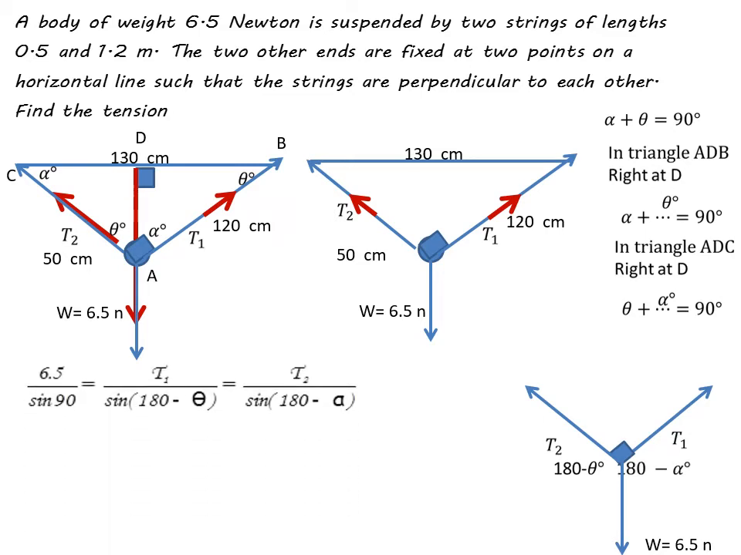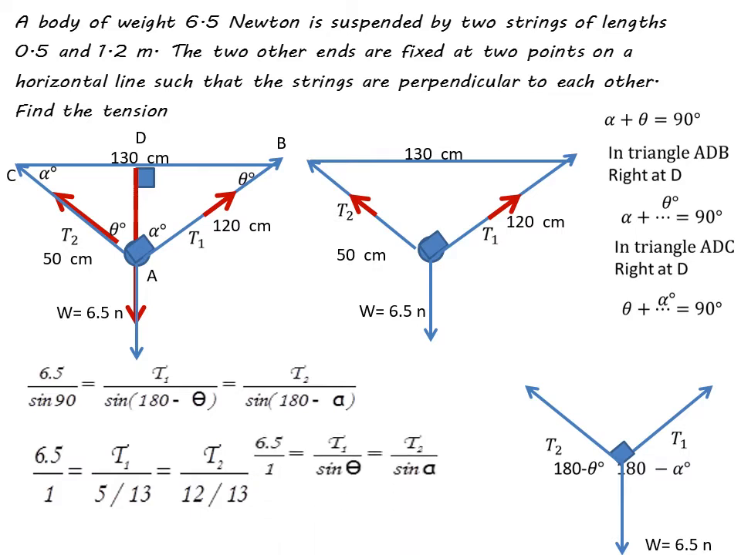So I can say that T1 over sine of (180 minus theta) equals T2 over sine of (180 minus alpha) equals 6.5 over sine 90, right? T1 over sine of (180 minus theta), it will be sine theta, and T2 over sine of (180 minus alpha), sine of (180 minus alpha) equals sine alpha. Finally, 6.5 over 1 equals T1 over sine theta. How to find sine theta? Go to the right-angled triangle. Sine theta equals opposite over hypotenuse. That means 50 over 130.